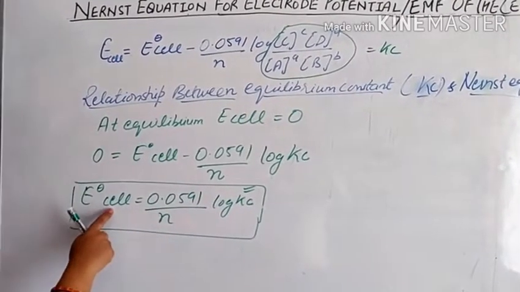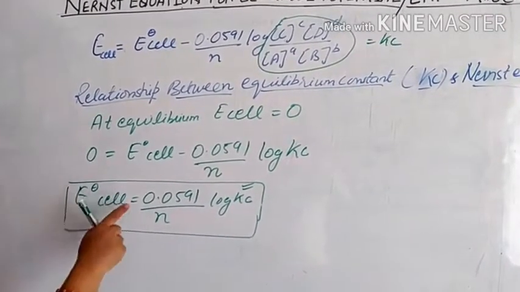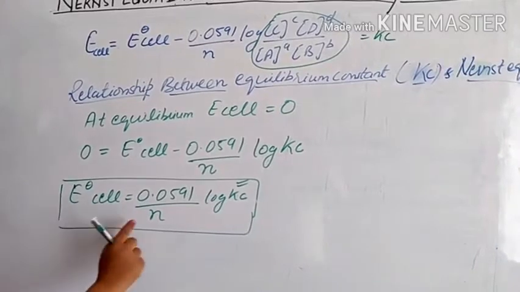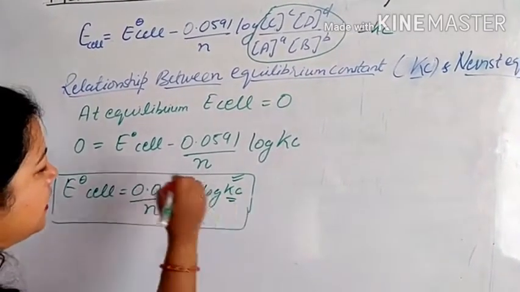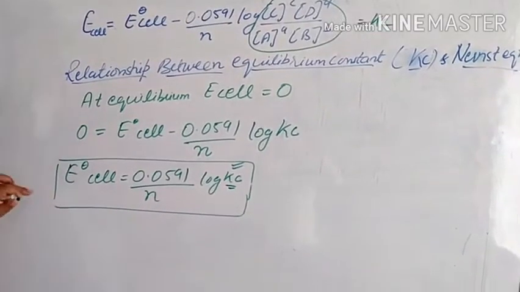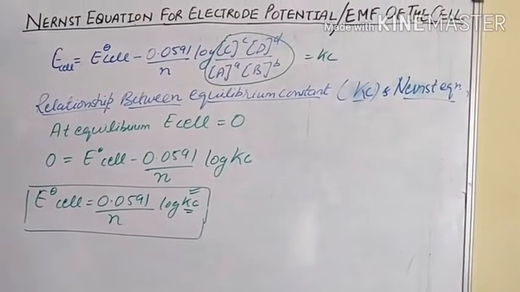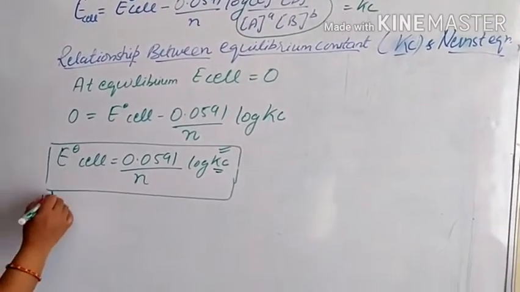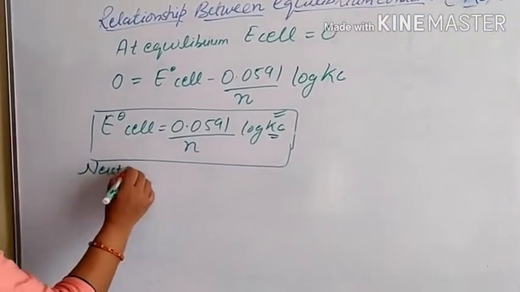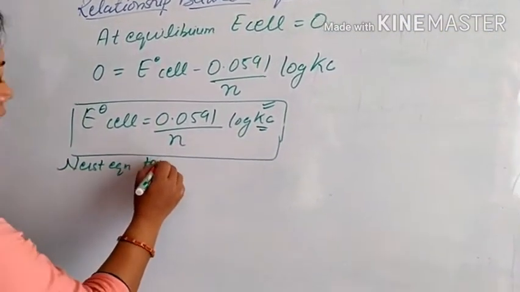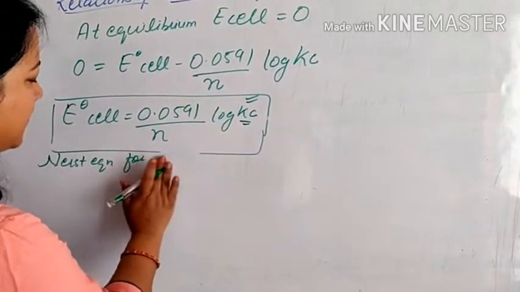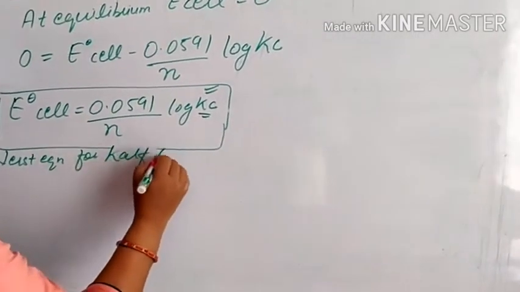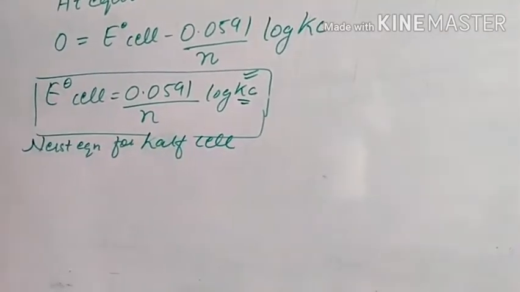E naught cell can be calculated by using the formula E cathode minus E anode and depends on the type of reaction, and Kc therefore can be easily calculated using this equation. Now let us see how to write Nernst equation for a single or for a half cell. How to represent Nernst equation for a half cell.